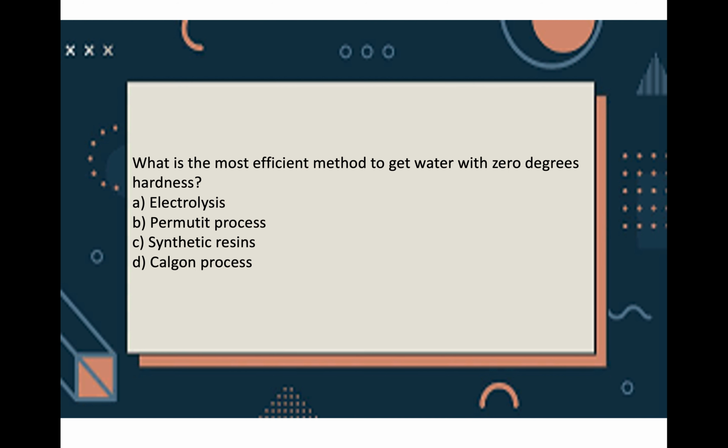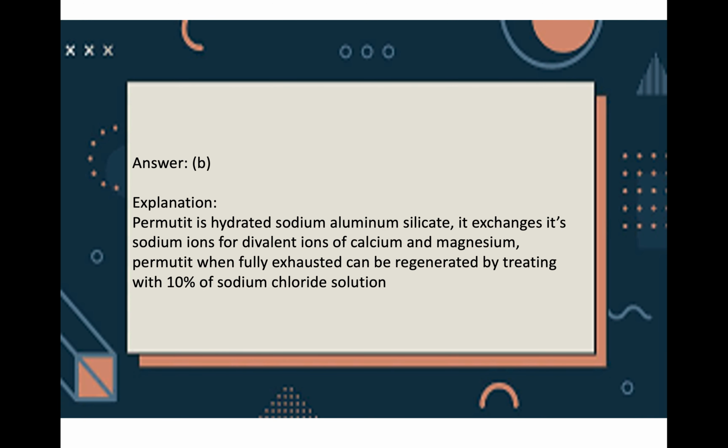Now, what is the most efficient method to get water with 0 degree hardness? A, electrolysis, B, permutit process, C, synthetic resins, or D, Calgon process. So the answer is B, permutit process. Permutit is a hydrated sodium aluminum silicate, and it exchanges the sodium ions for divalent ions of calcium and magnesium. When fully exhausted, permutit can be regenerated by treating it with 10% sodium chloride solution.